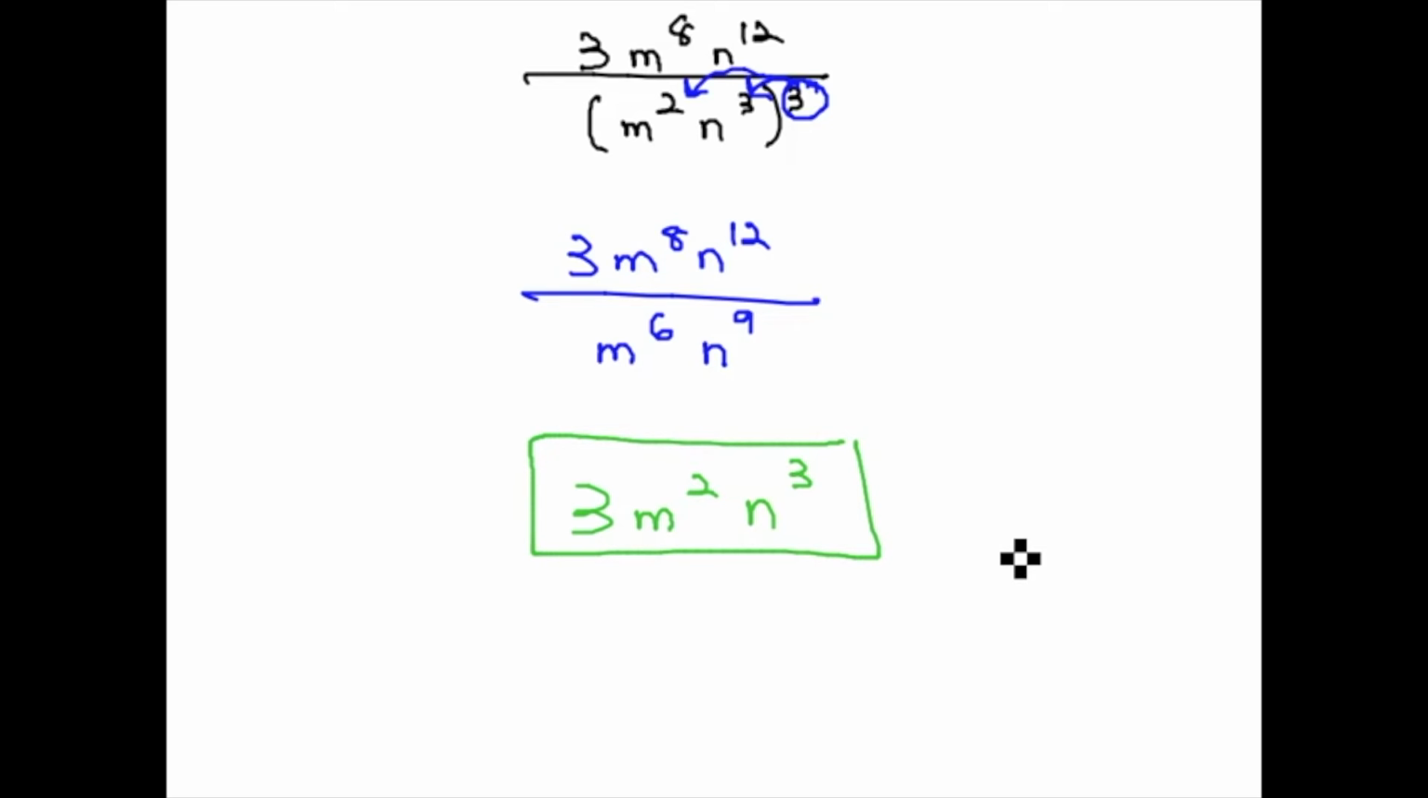And we have our final solution, 3m squared n cubed. We arrived at our solution by deciding which exponent rule to apply by keeping in mind order of operations as a guide.